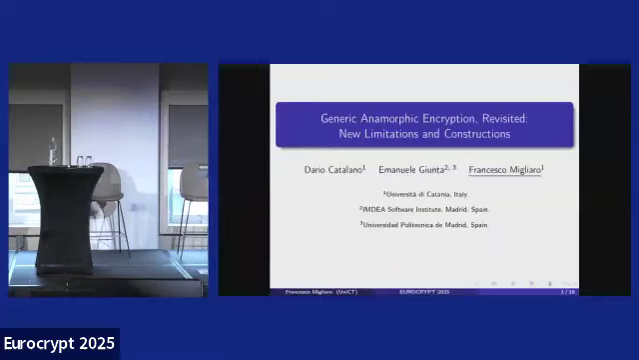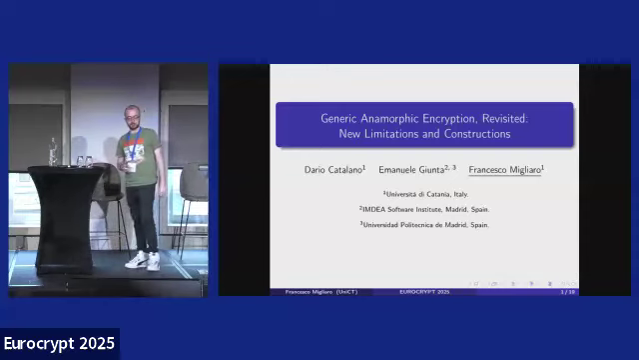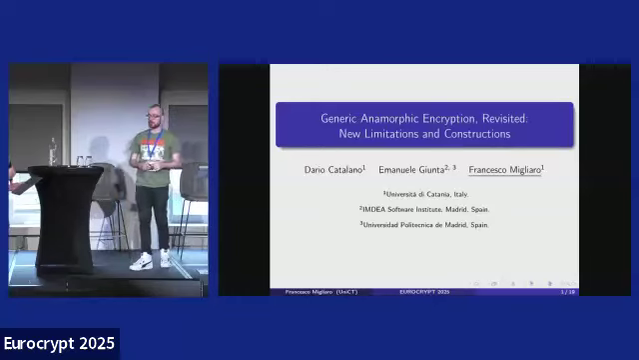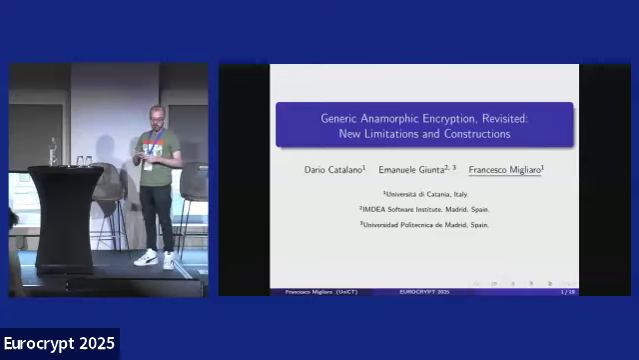So our last talk of the session is going to be Generic Anamorphic Encryption Revisited: New Limitations and Constructions. This is by Dario Catalano, Emanuele Giunta, and Francesco Migliaro, who is giving the talk. Thank you for the introduction. Hi everyone, I'm Francesco. I'm going to talk to you about generic anamorphic encryption.